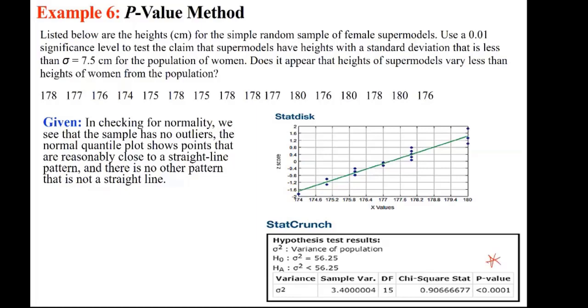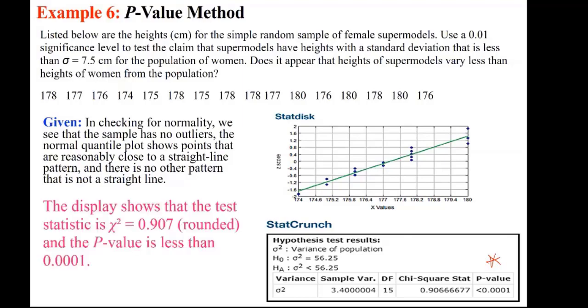The p-value is less than 0.0001, which is clearly less than alpha of 0.01. And therefore, you get to the same decision for part A. Reject H0. And then you write the rest of them accordingly. So as far as the table is concerned, n is 16, which means the degrees of freedom is 15.